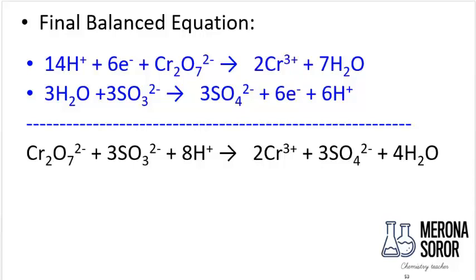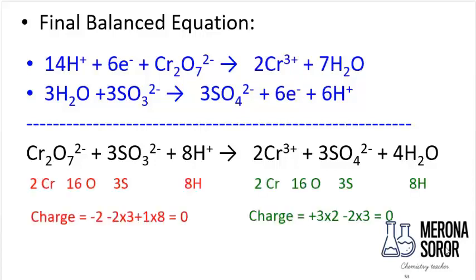We can check the number of atoms and the number of charges in this equation. At the beginning, we check the number of atoms in reactants and product. In reactants, there are 2 chromium atoms and the product contains 2 chromium atoms. There are 16 oxygen in the reactants and 16 oxygen in the product. Sulfur, 3 atoms in reactants and product. Hydrogen, 8 atoms in reactants and product. So we achieve the law of conservation of mass because the number and type of atoms in reactants equal the number and type of atoms in the product.